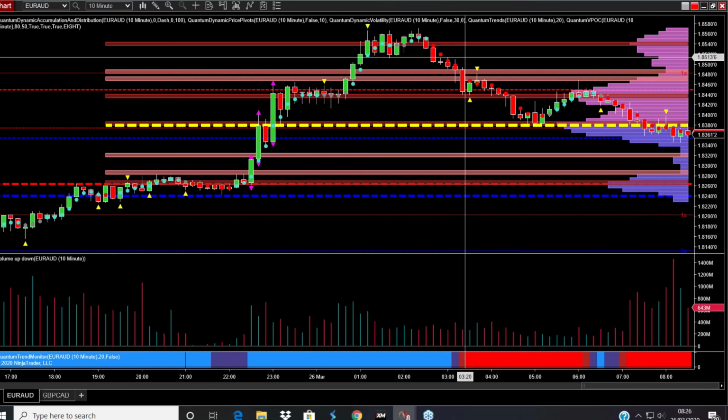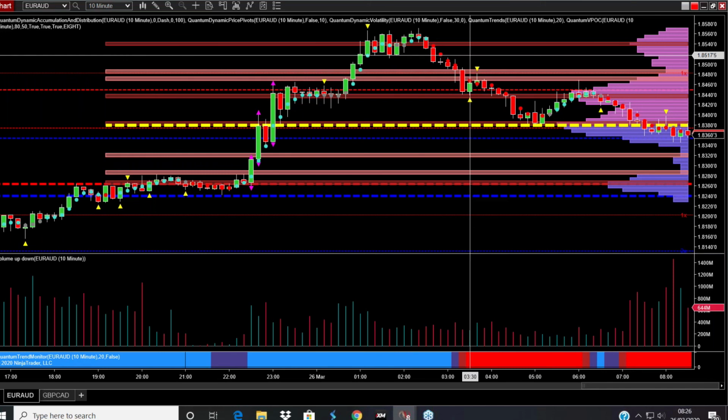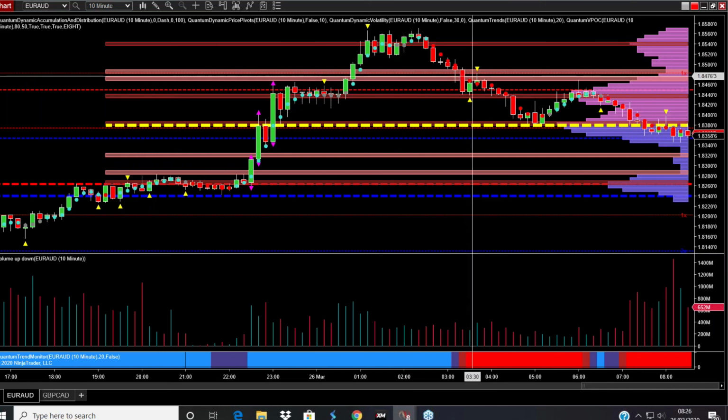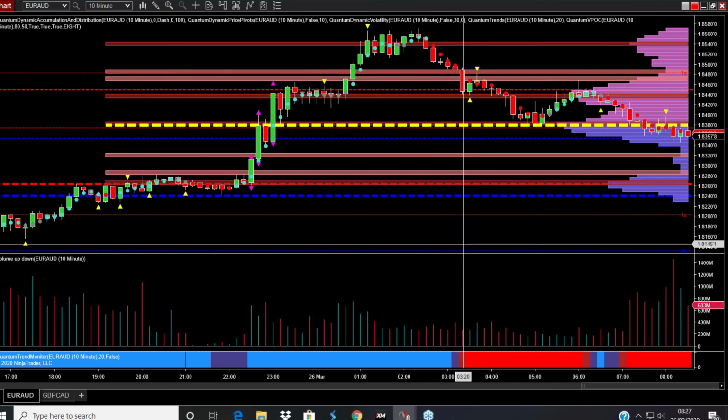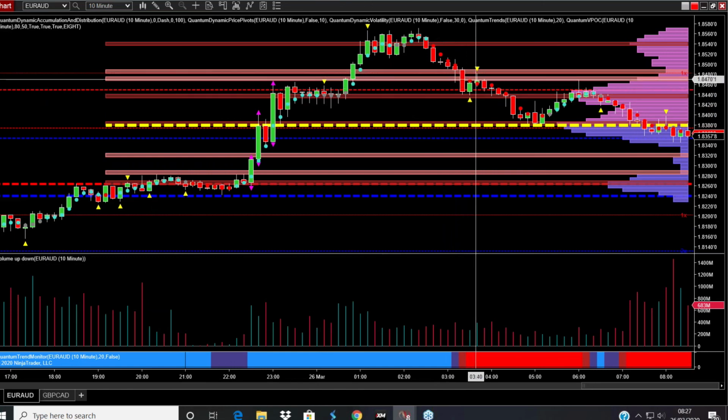Then we have this little up candle, quite a nice little up candle. We've got a pivot high, but the volume isn't very high. This is a key candle as well because it's got quite a nice wick to the top of the candle, very small body, but look at the volume underneath it. So that tells us there is more weakness coming.